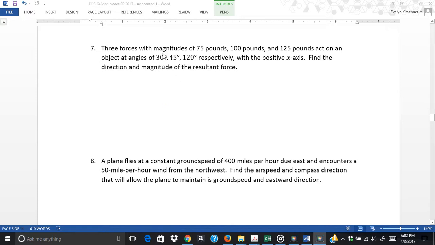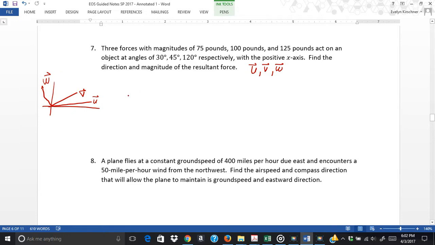I have three forces. They have different magnitudes and different directions. And I want to know what the resultant force is. Resultant means I need to add them. So I'm going to call them U, V, and W. If I look at them, U is at 30 degrees, V is at 45 degrees, and W is out here at 120.